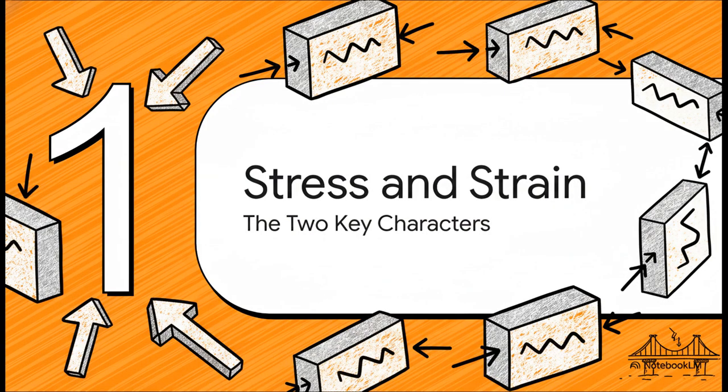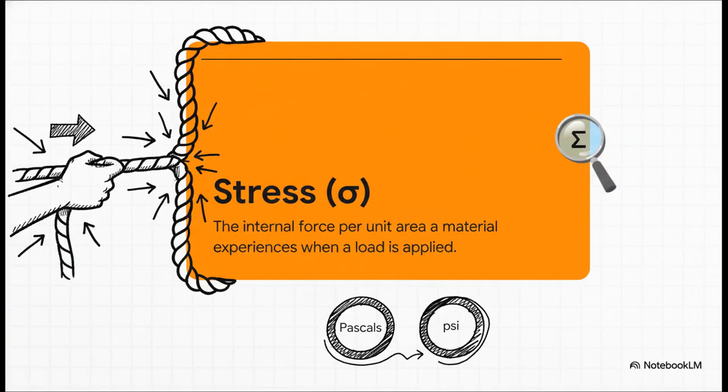To understand how any material behaves, you have to meet the two main characters in this story, stress and strain. First up, we've got stress. Now imagine you're in a tug of war. Stress isn't the force you're pulling with. Nope, it's the force inside the rope, spread all across it, fighting back against your pull. It's that internal resistance, and we measure it in things like pascals or psi.